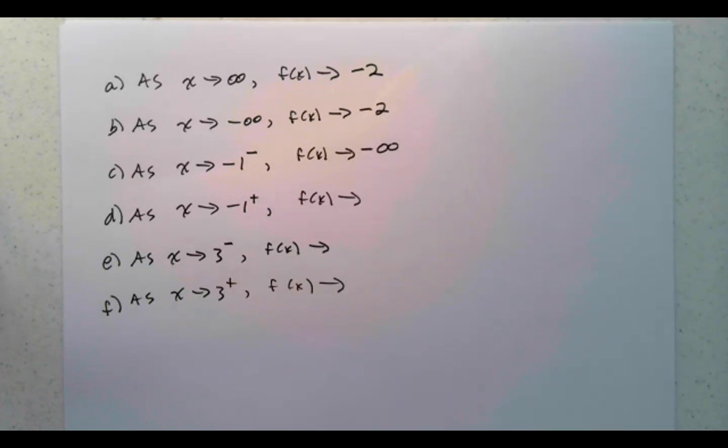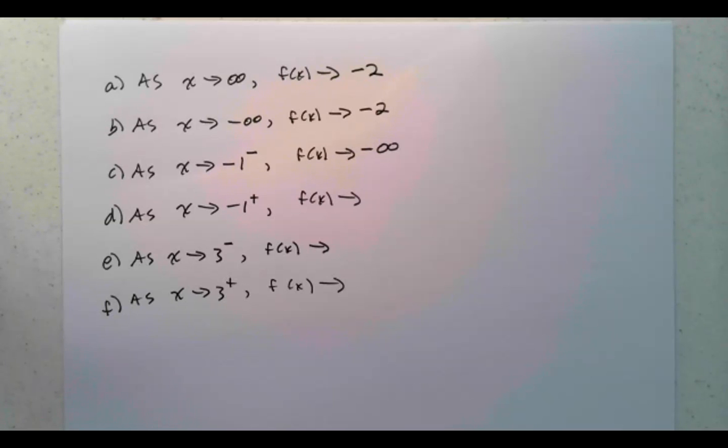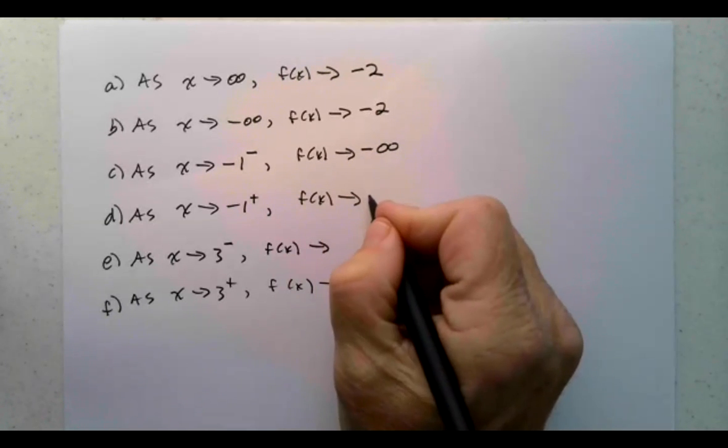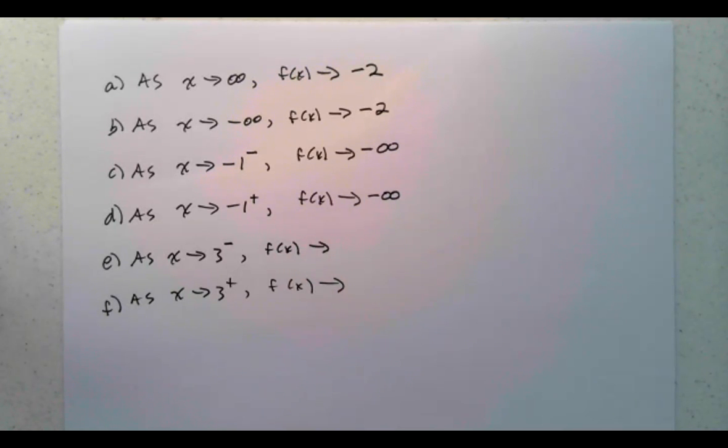Now, how about if I approach -1 from the right? So numbers to the right get close to -1 from the right. What's happening to the y values? Again, going down, going down, going down. Assuming this continues, they are going to -infinity as well. From the left, it's approaching -infinity. From the right, it's approaching -infinity.